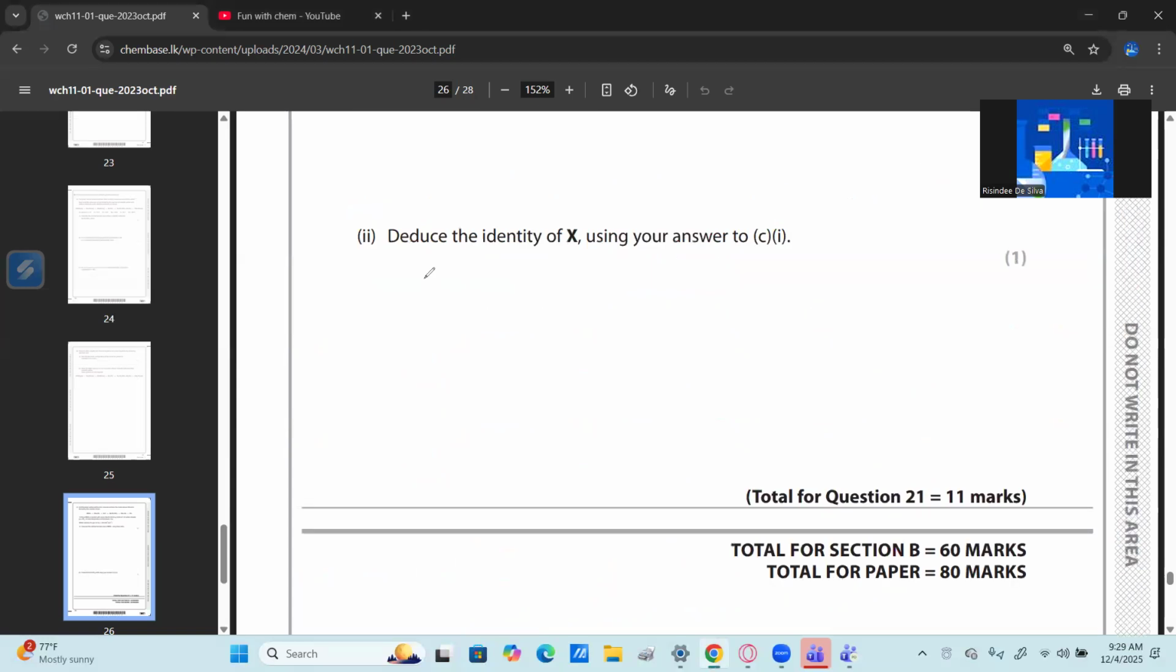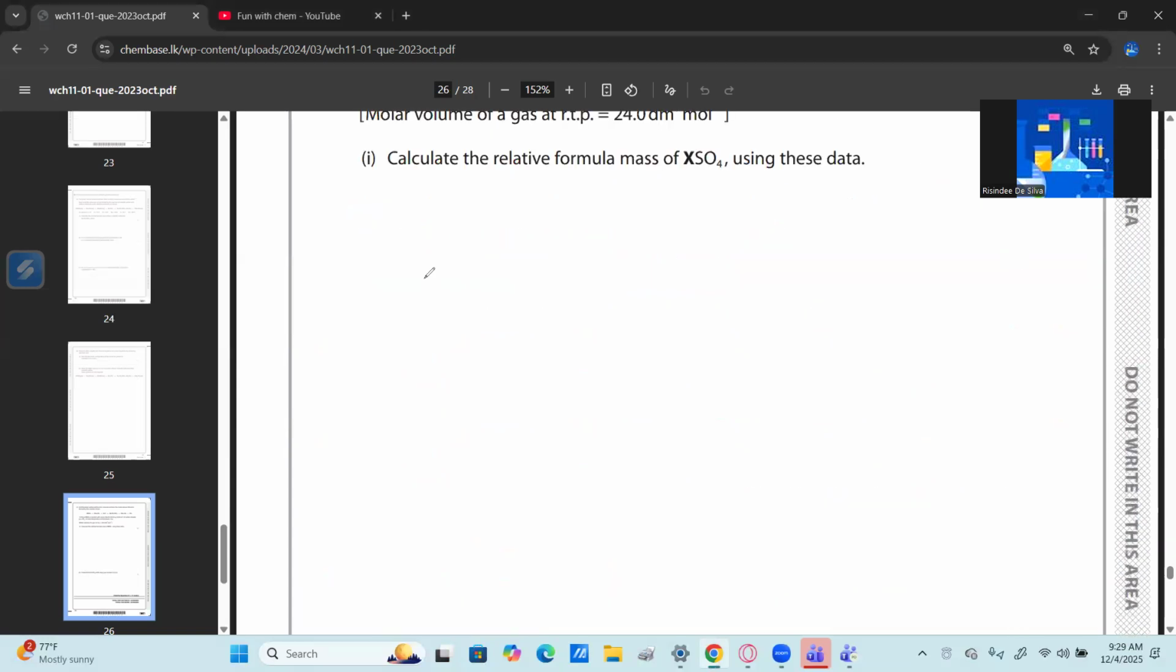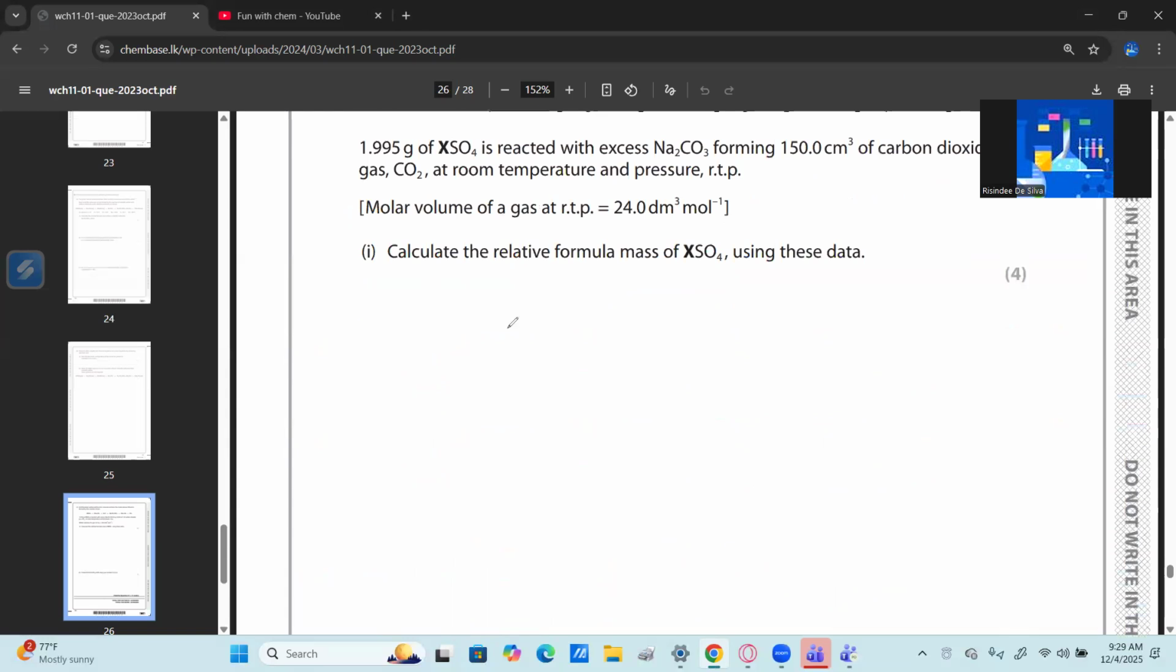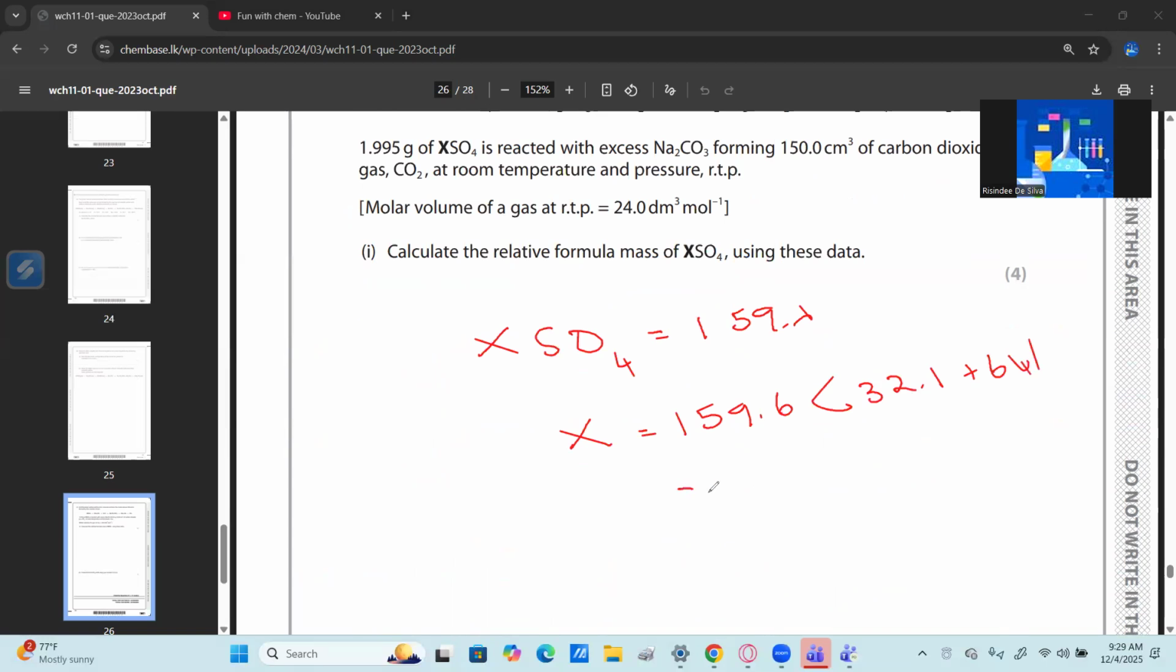Then we need to find the identity of X. So we know the formula is XSO4. It is equal to 159.6. To find X, we need to subtract the atomic masses of the others. 32.1 plus 64. Then when you subtract it, you get it as 63.5. 63.5 is for copper. So the element is copper. Copper 2 plus.